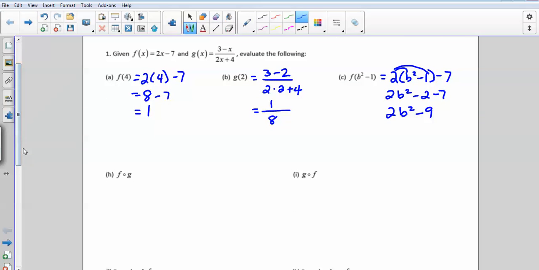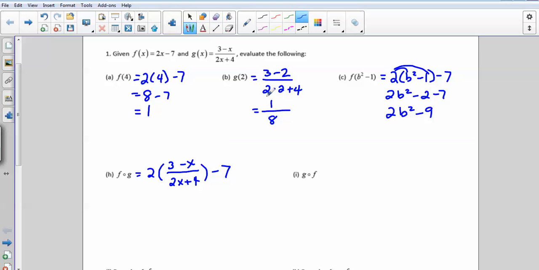Okay, now we're composing functions. We're going to do f of g. So our outside function is f. That means 2 times something minus 7. And now g is our inside function. It goes in place of the x in the function f. So we're going to put g inside: 3 minus x over 2x plus 4.